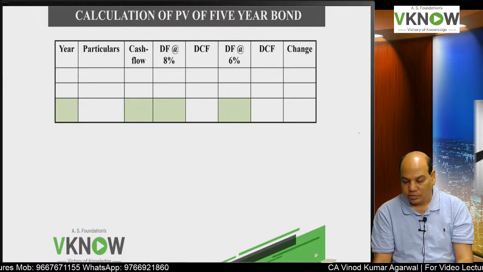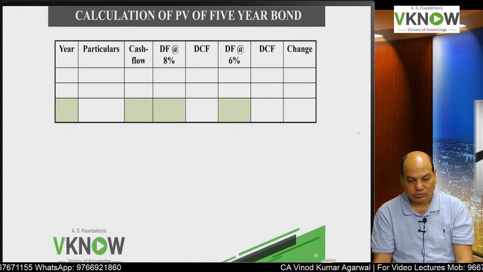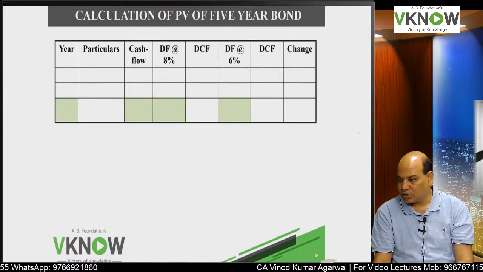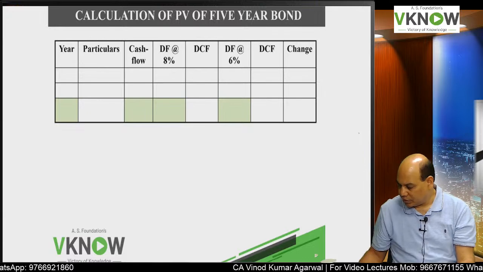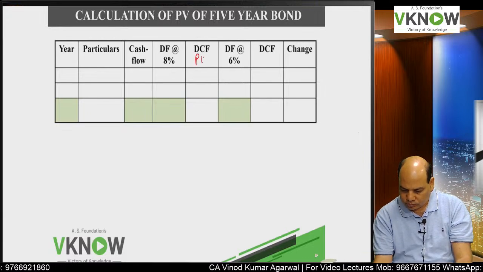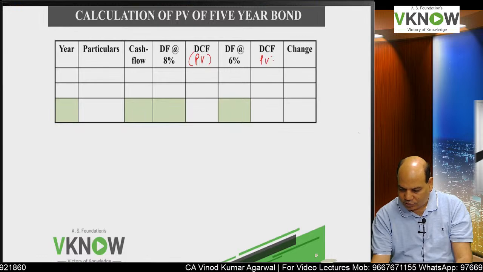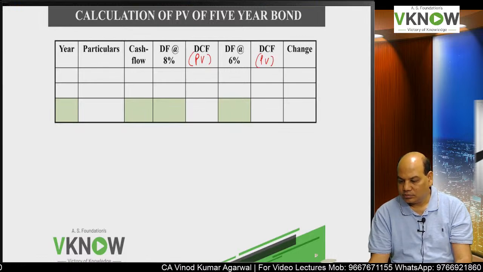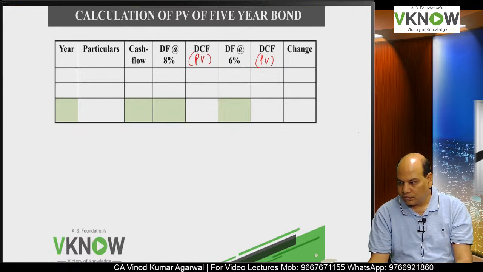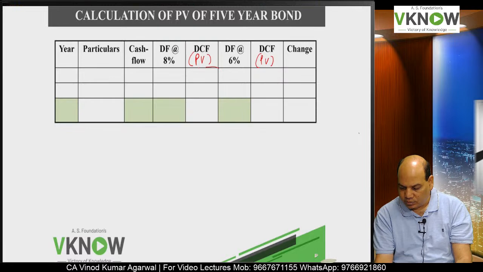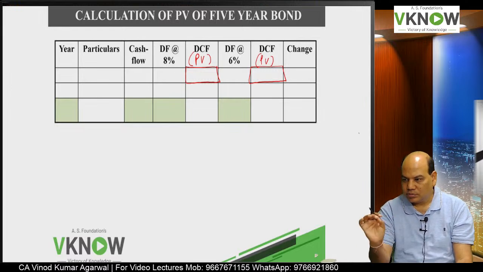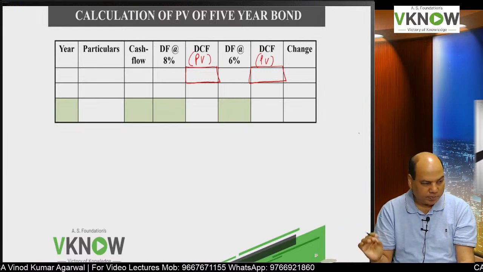Year, particulars, cash flow, discounting factor at 8%, DCF. DCF means discounted cash flow or present value. Then discounting factor at 6%, present value, and then change. Change will be the difference between this and this. How much is the change in coupon? How much is the change in the principal amount?